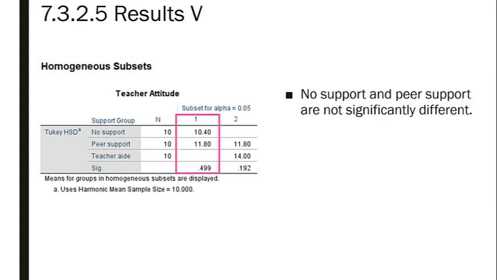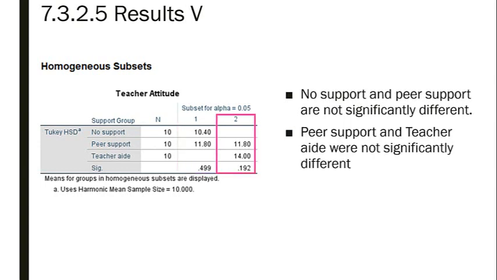So no support and peer support are not statistically significantly different. They form a homogeneous subset. And then also peer support and teacher aid were not statistically significantly different from each other. They form a second homogeneous subset. So this is sort of a second way of saying the same thing.